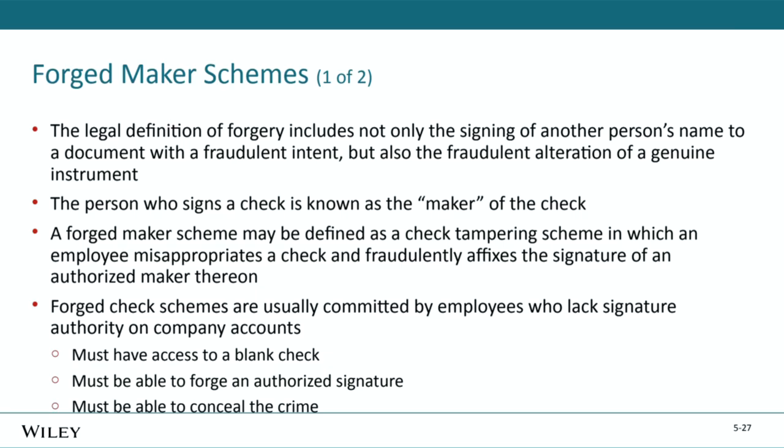Forged check schemes are usually committed by employees who lack signature authority on company accounts. Okay, so that's why it's a forgery. You're not the authorized maker, you're forging it, but you work for the company. Somehow you got it. So you need to have access to a blank check. You must be able to forge a fairly convincing authorized signature and then conceal the crime.